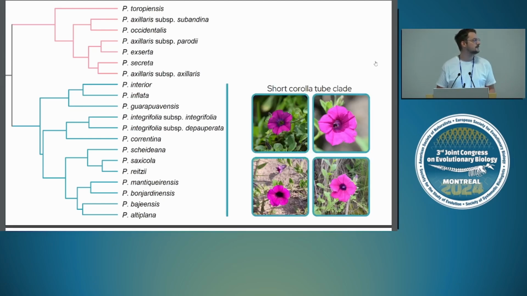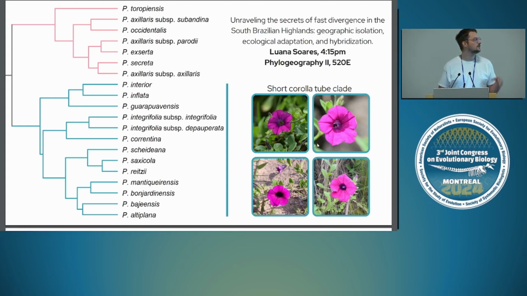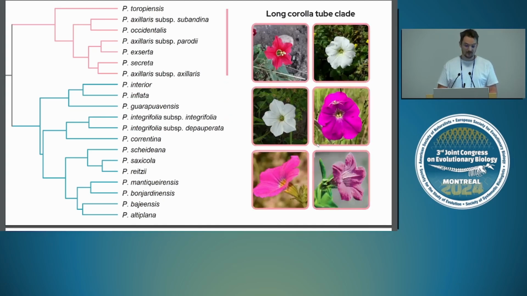One of them is the short corolla tube clade. As the name suggests, they have a short corolla tube. They are all purple and they look very similar. They are all bee pollinated, but I'm not going to be talking about them. If you want to know more about them, you can go to my friend's talk this afternoon at the phylogeography session. She's going to be covering several of these species. I'm going to be talking about the long corolla tube clade.